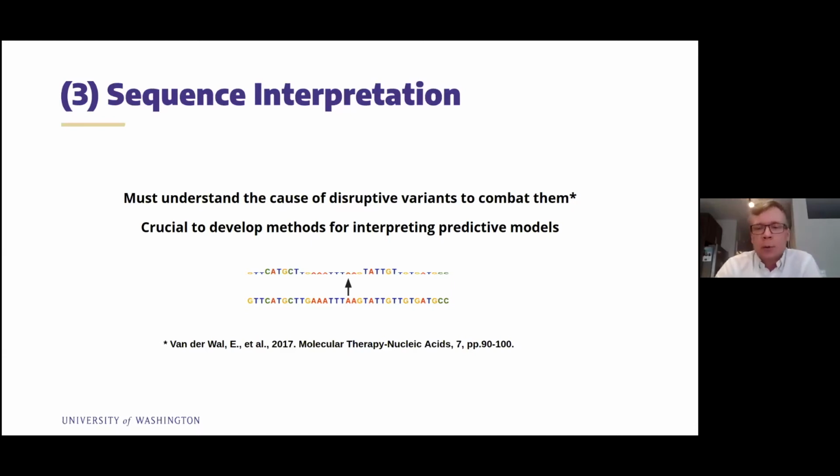Okay, so let's say now that we have these accurate models for pinpointing the genetic variants that seem to be disruptive and causal for some disorder or phenotype. That's usually not enough, right? We probably need a very detailed understanding at the molecular level of mechanistically how these variants are disrupting normal gene expression in order to take action and combat these variants, for example, by developing some therapeutic. Then, of course, it's crucial that we develop methods for interpreting any model that we build.